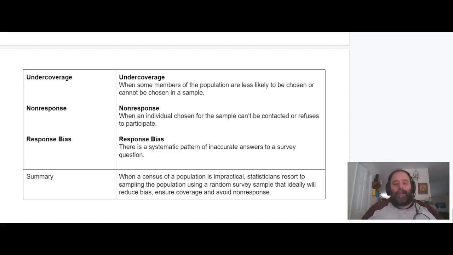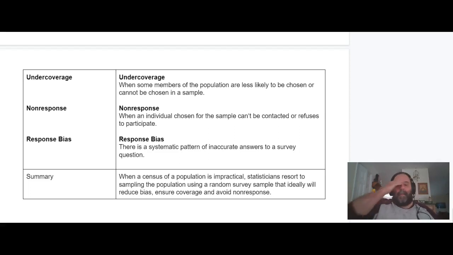So the upshot on all of this is when a census of a population is impractical, like we can't go and actually get information on every single member of the population, statisticians tend to resort to some sort of sampling of the population, taking some smaller group. Ideally, they're using some sort of random survey sample, and it's being done in such a way that it reduces bias, ensures coverage, and ultimately avoids non-response. We want a survey that people want to respond to. We want to make sure that we're adequately covering the population in such a way that we're reducing bias.